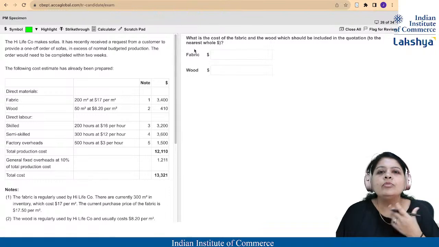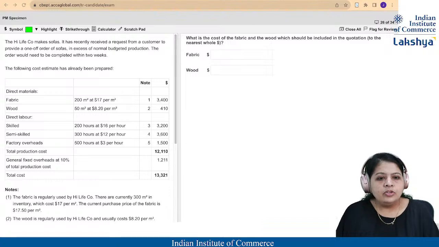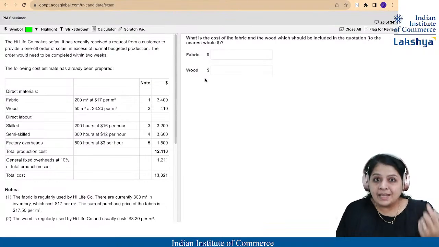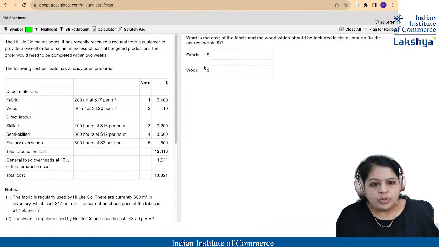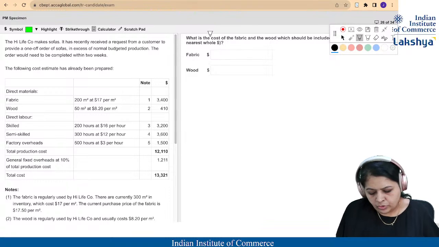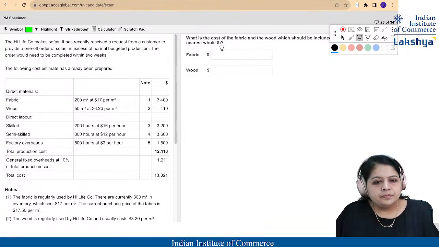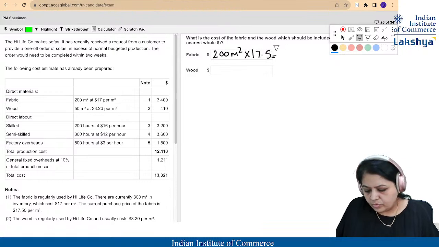And because it is going to be used, the company is not able to use it for the new product. That means it has to purchase new fabric. And that is why the fabric cost is going to be 200 meters into 17.5. So that comes to 3,500.